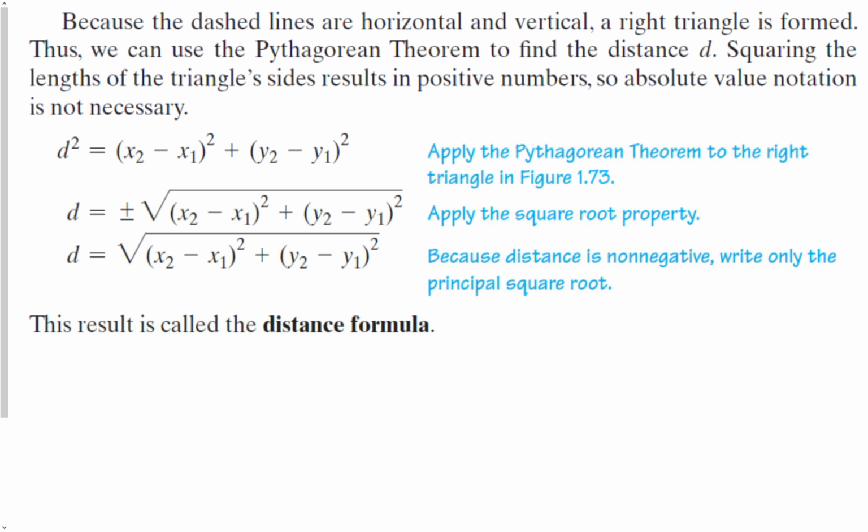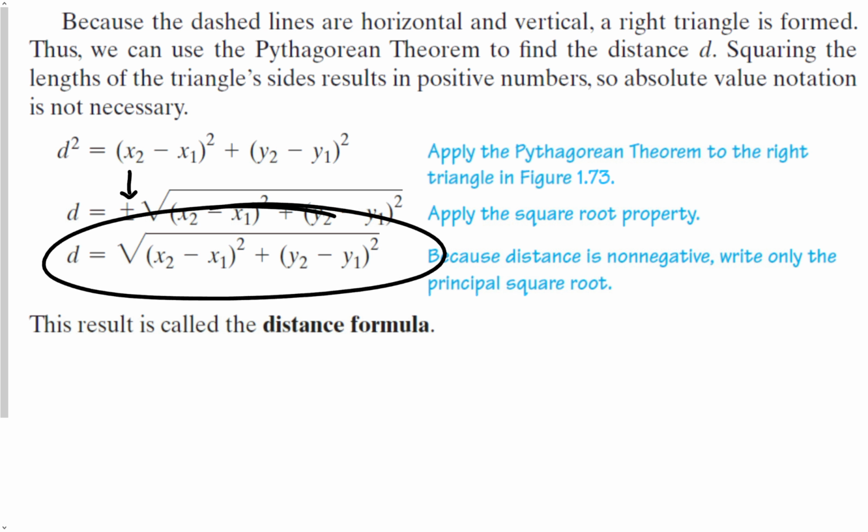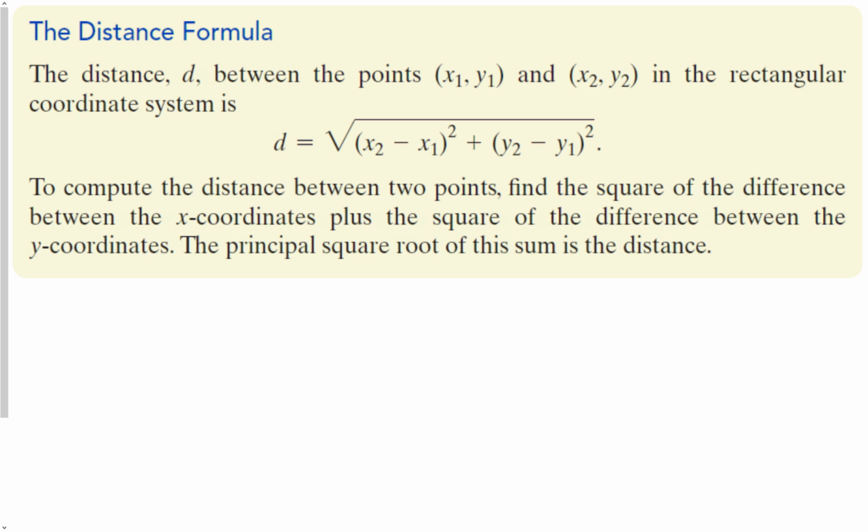Okay, so I have x2 minus x1 squared, or a squared, y2 minus y1 squared, or b squared, and then the d on there would be my c squared. So I have the Pythagorean theorem right there. Then I'm going to take the square root of both sides using the square root property. And I get this plus or minus right there. But I can get rid of it because distance is non-negative. All I need is the principal square root. And the equation that's left over there after I do all this is called the distance formula, which we can see right here again.